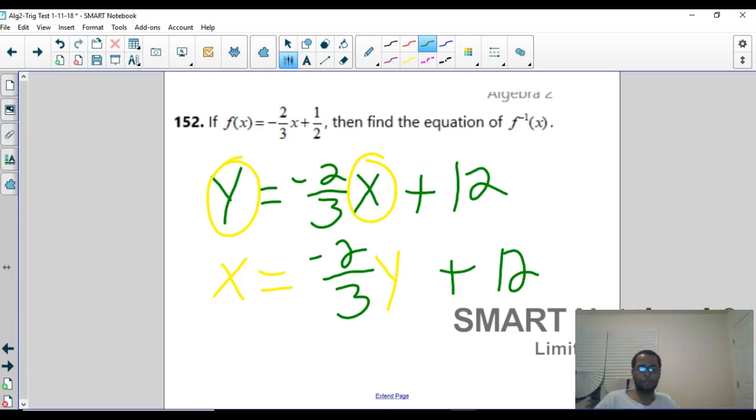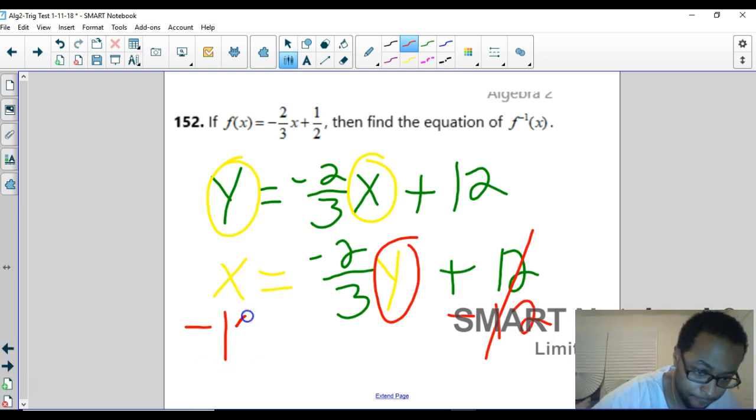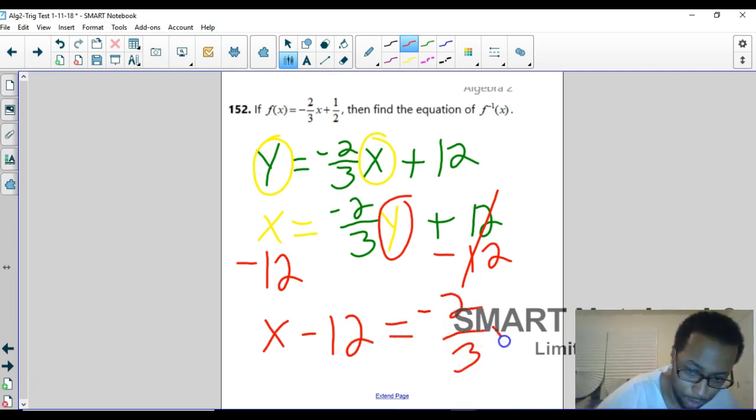So we're going to get rid of a couple of things first. So now we're going to solve for y. So now I want to solve for this. I want to get rid of this 12. Because it's a positive, I'm going to make it negative 12. Whatever you do to one side, you have to do to the other side. Okay? So now this is x minus 12 equals negative 2 over 3y.